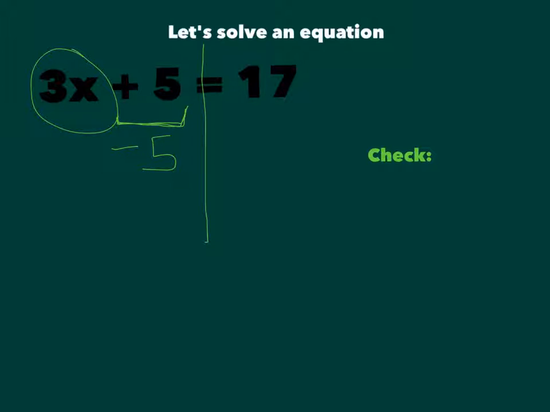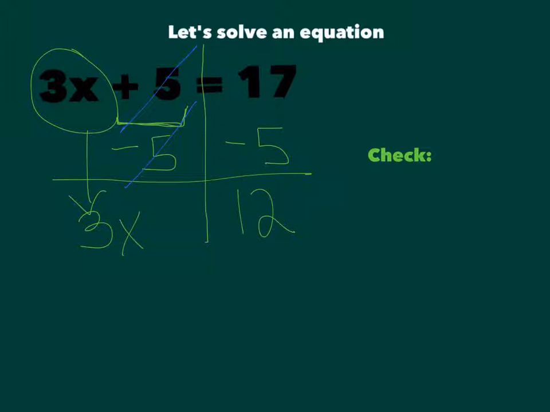Now, remember, what we do to the left side, we have to do to the right side, or our equation will not be balanced. So what happens is the 5 and the negative 5 create a 0 pair. So we've done our job on the left-hand side. We've gotten rid of 5, but we still need to subtract it from the right-hand side. So 17 minus 5 is 12. We're going to go ahead and bring the 3x down.